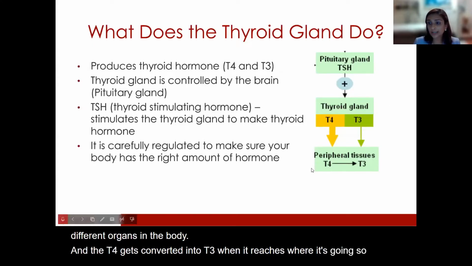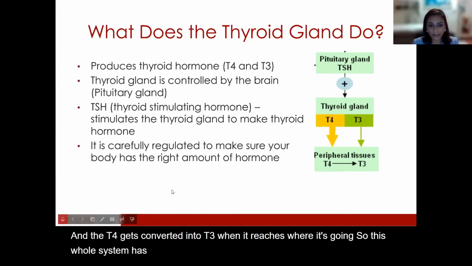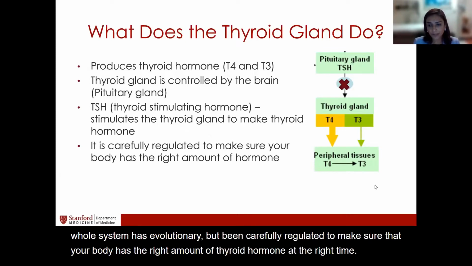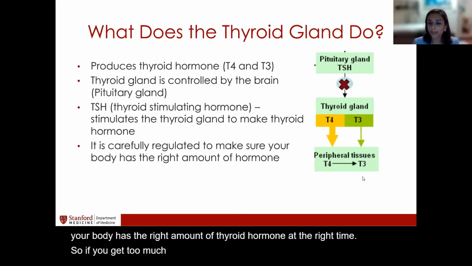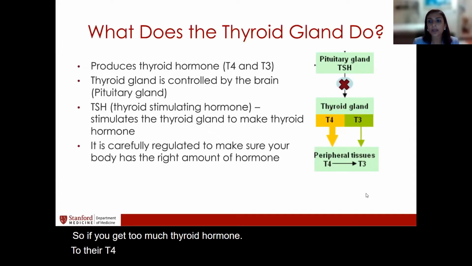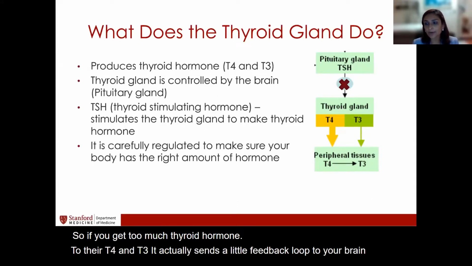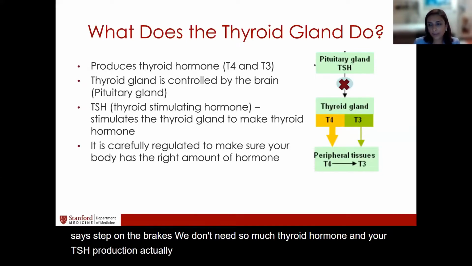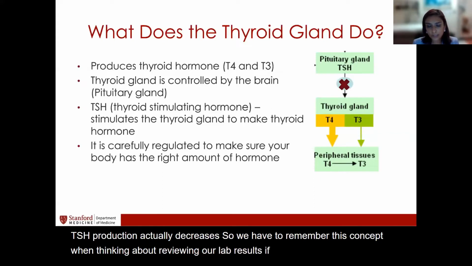So this whole system has evolutionarily been carefully regulated to make sure that your body has the right amount of thyroid hormone at the right time. If you get too much thyroid hormone, so our T4 and T3, it actually sends a little feedback loop to your brain that says, hey, step on the brakes, we don't need so much thyroid hormone. And your TSH production actually decreases. So we have to remember this concept when thinking about reviewing our lab results. If your TSH is low, that actually suggests that you're on too much thyroid hormone.